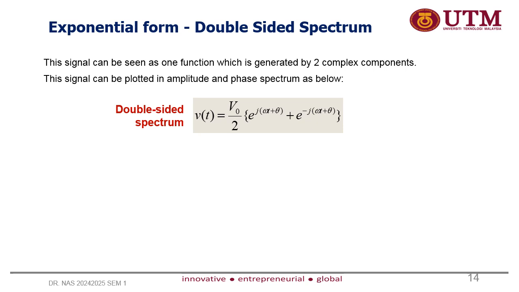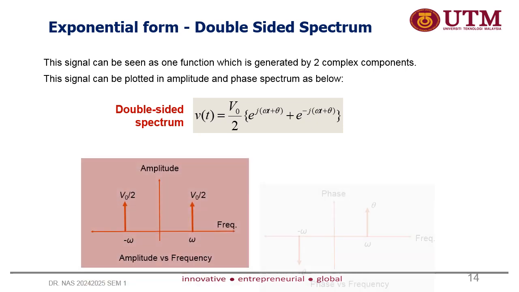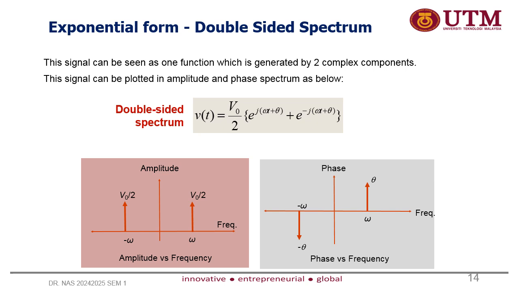If you have an equation in exponential form, you may plot a double-sided spectrum, both for the amplitude and also the phase. If you still remember, in the trigonometric form you only have a single-sided spectrum. What does single-sided mean? It means that you have all the signals on the right-hand side, omega naught, 2 omega naught, and so on. This is for the amplitude, and the same goes for the phase. So this is single-sided.